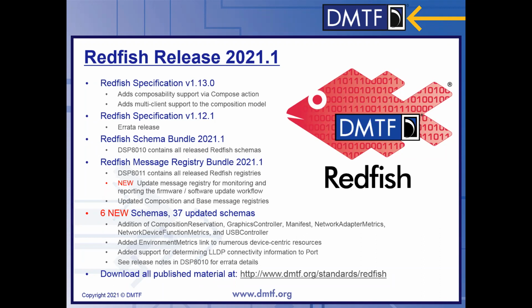The bulk of the material is, of course, schema additions and updates. In this release, there were six new schemas, and we'll go through each of these. As for the 37 updated schemas, I'm not going to dive into the individual properties that were added today, but those are in the version of this presentation that's available on the website. They are also detailed in the README included in the DSP8010 bundle. And everything that I've talked about today is already available for download at the DMTF's website.